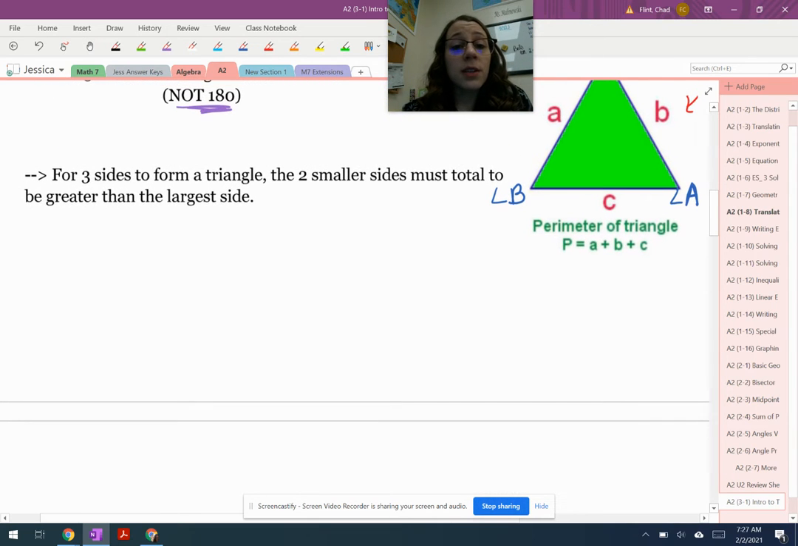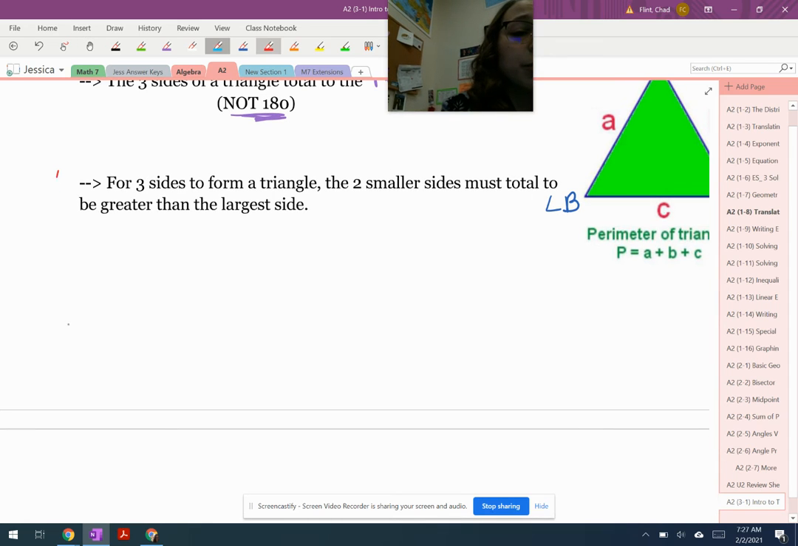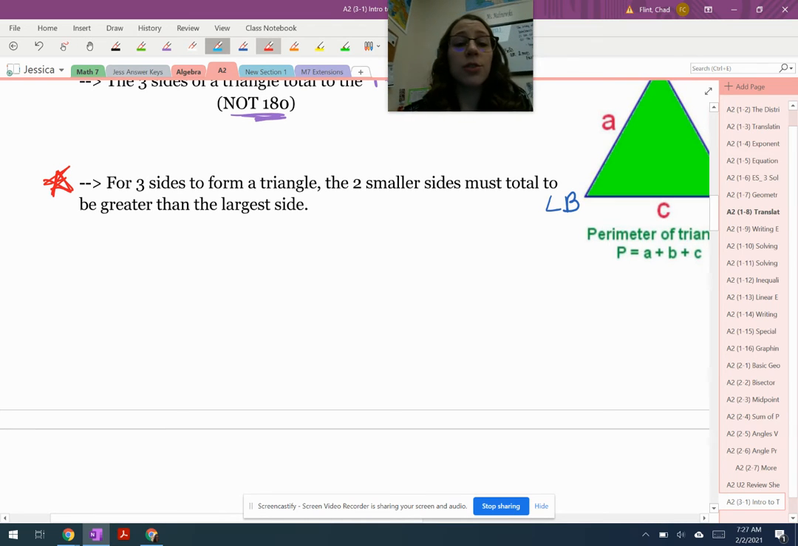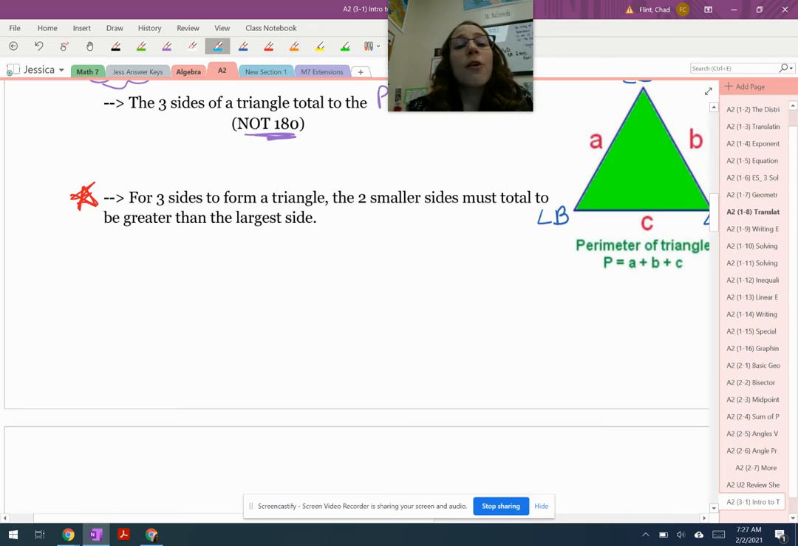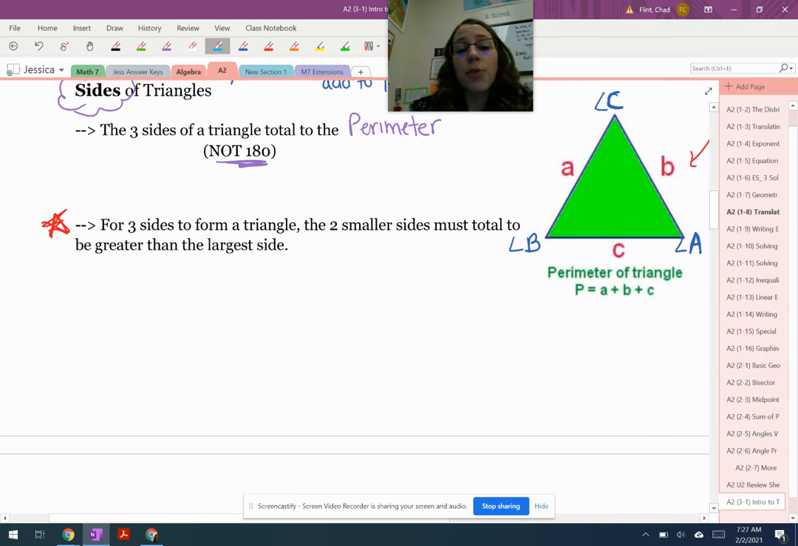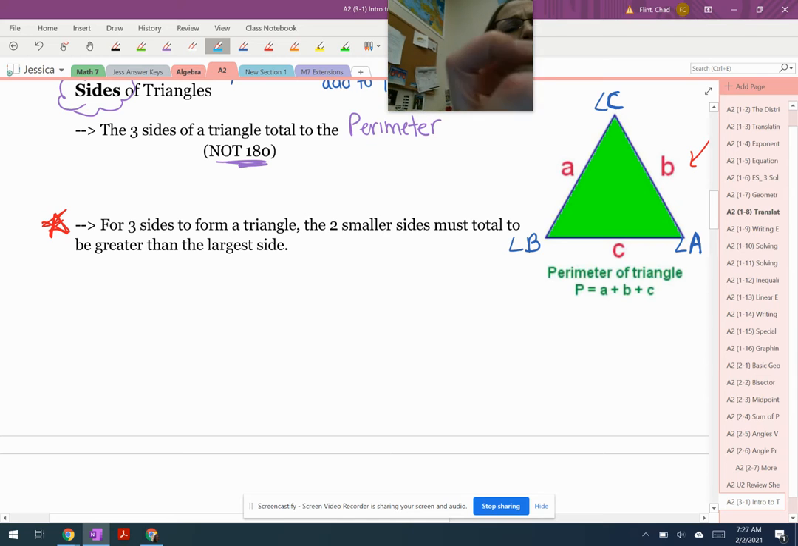So one last little thing, and this is an important property here that you want to pay attention to because you're definitely going to need it. For three sides to form a triangle, the two smaller sides have to total to be larger than the biggest side. So for three sides to form a triangle, the two smaller sides must total to be greater than the largest side by itself. So let's look at a little example of that because that can be a little wordy.